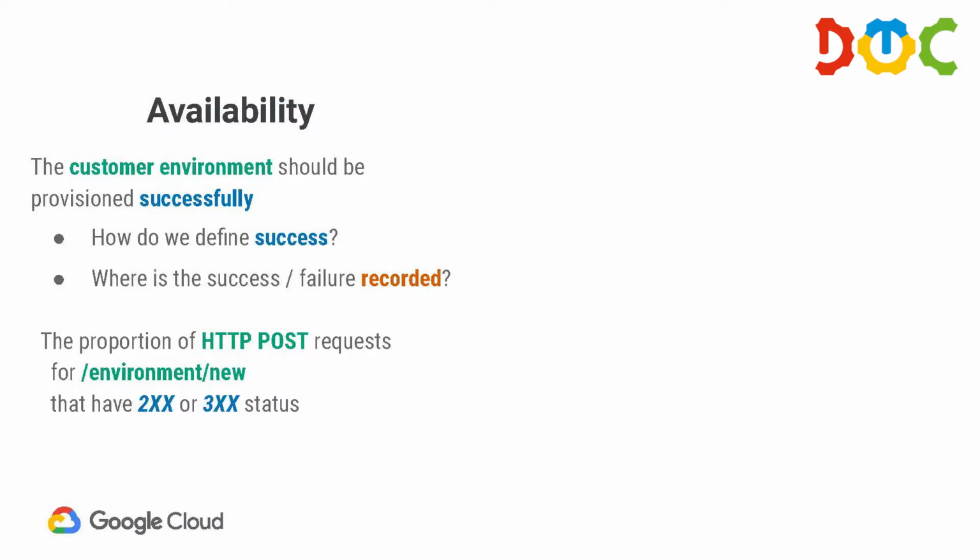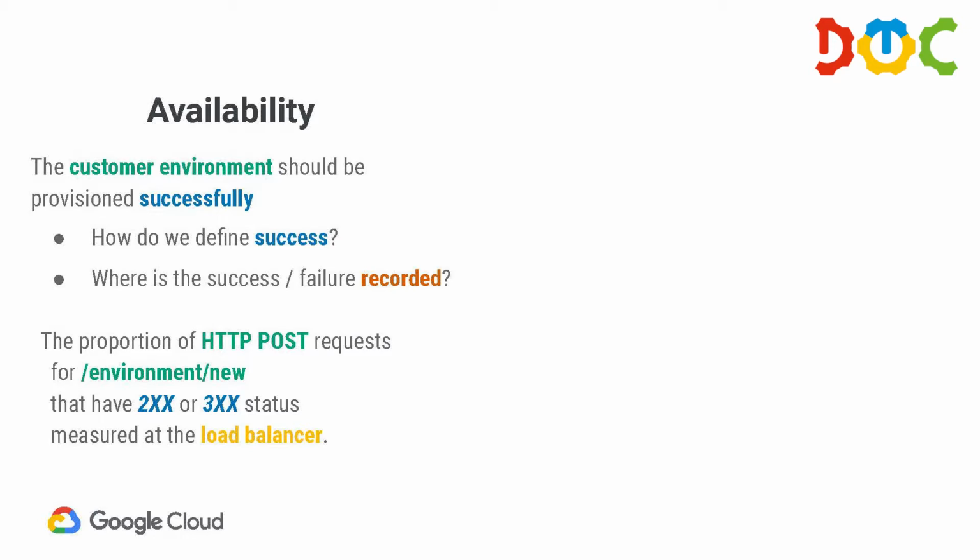Yeah, nice. Okay, so to know that it was served successfully, we can simply look at our HTTP logs. So what does success look like? Maybe a success is a 200 or a 300 status. So a customer posted some information to environment new, we returned a 200 result. That's great. And anytime we return a 500, we know that's not good. So now we can start to think about what is the availability of this service.